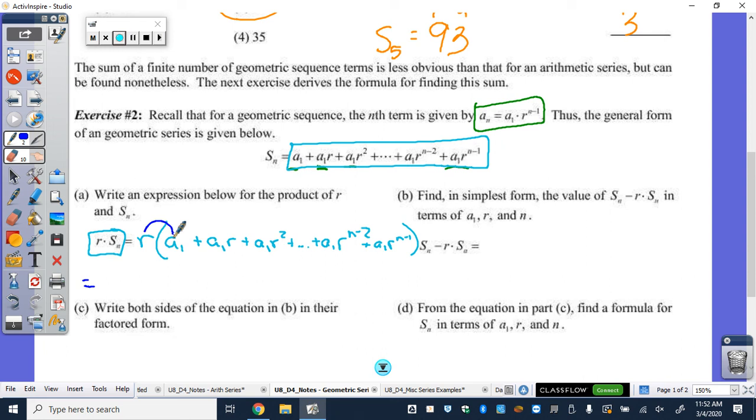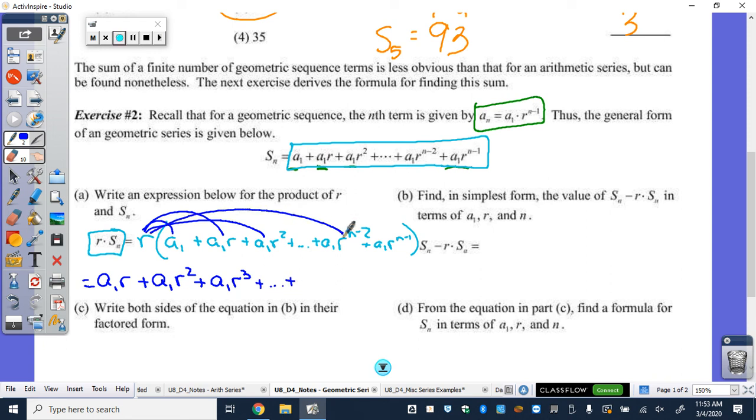So if I start distributing my r, that gives me a sub 1 times r. When I multiply it times that second one, what do we do with those exponents on our r's? We would add them, so that becomes a sub 1 times r squared. Times that next one, we get a sub 1 times r cubed. Plus dot, dot, dot.